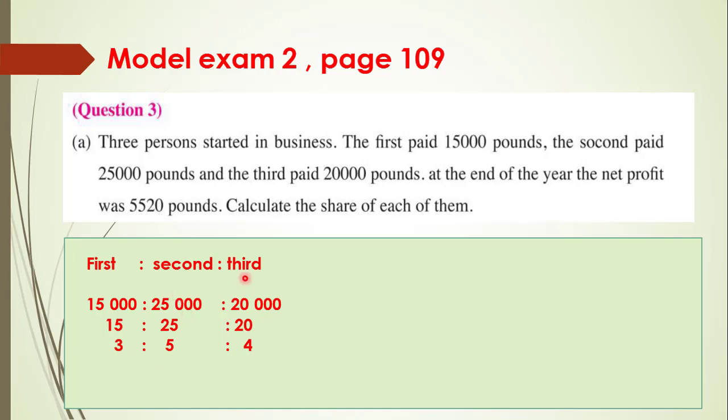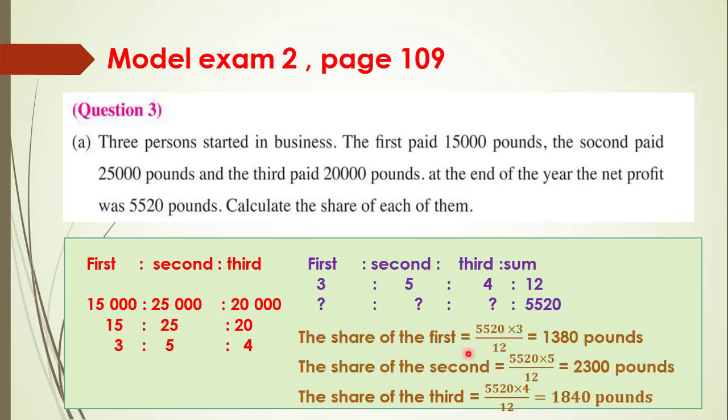Now I want to distribute this number 5,520 among the 3 persons as the same as this ratio. So I write 3 to 5 to 4. The summation here of ratio is 12. 4 plus 5, 9, plus 3, 12. And the real summation is 5,520. It's very easy to calculate the share of each of them using cross product. So the share of the first will be 1,380. The share of the second, 2,300. And the share of the third will be 1,840.